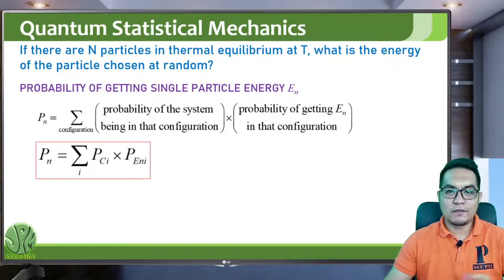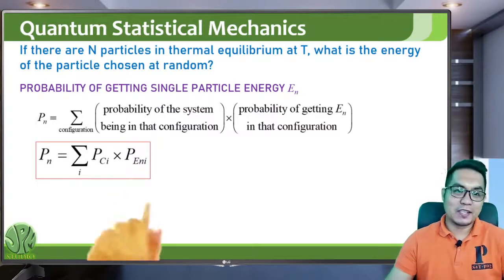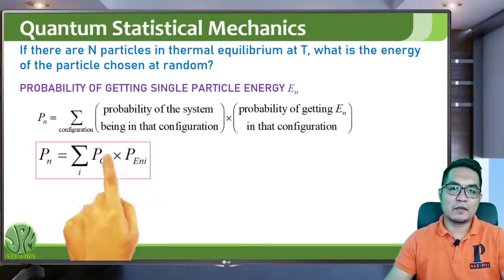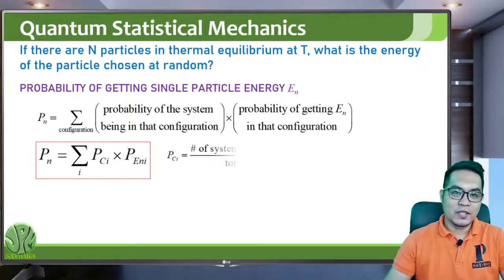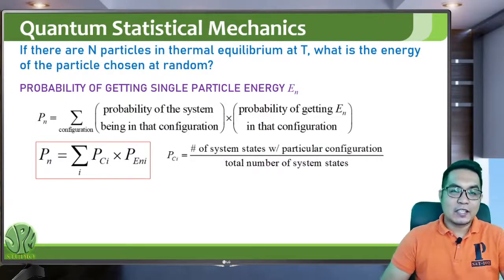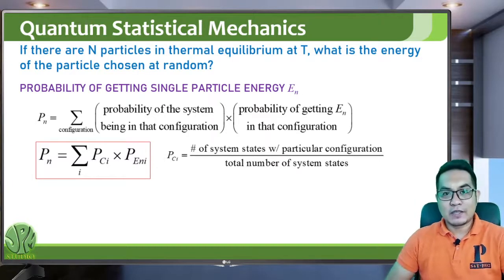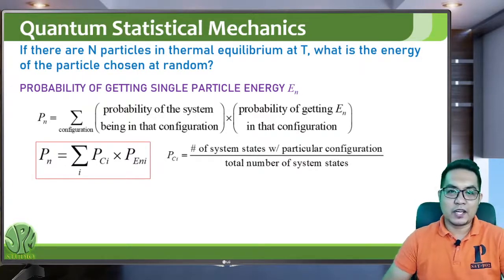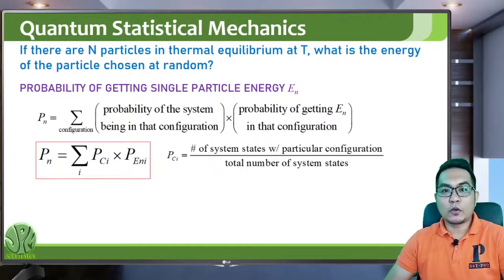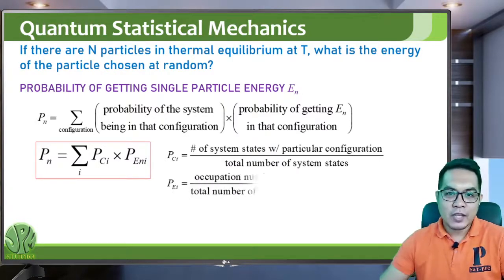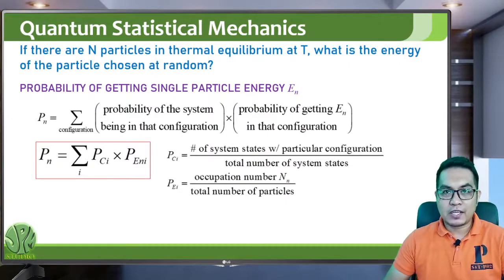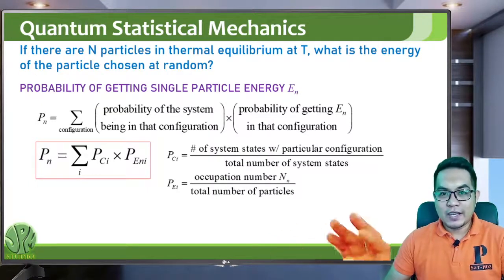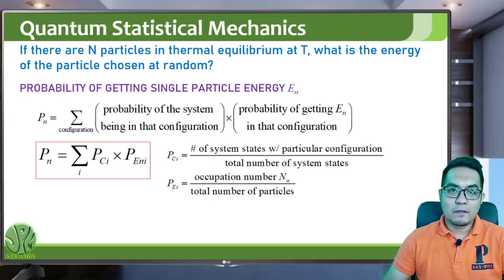So I summarize that into PCI, the probability of the system being in that configuration, and PENI, the probability of getting En in that configuration. The probability of the system being in that configuration is just the number of system states in that particular configuration over the total number of system states. And the probability of getting En in that configuration is just the occupation number of particles for a specific single particle energy En or state psi n over the total number of particles.